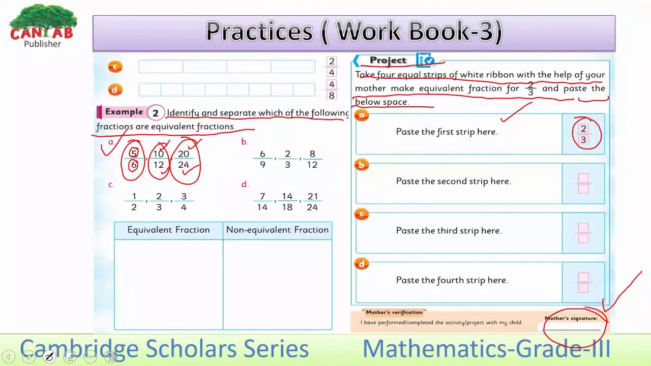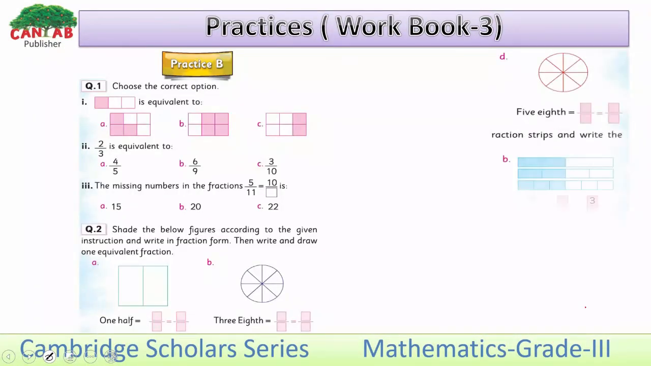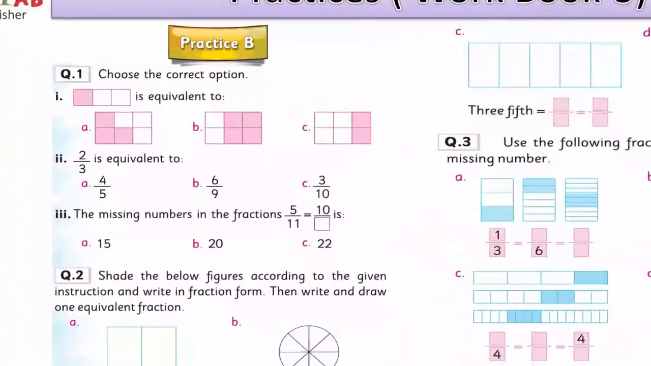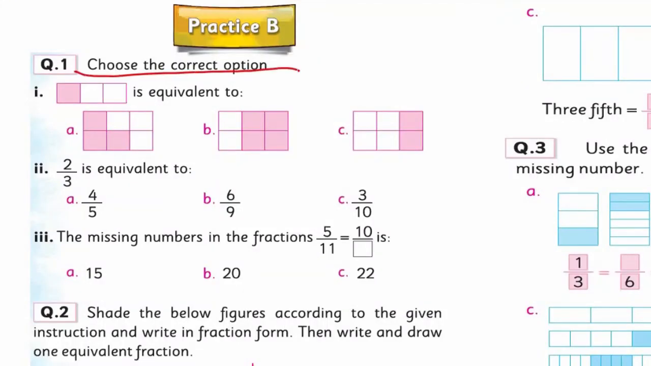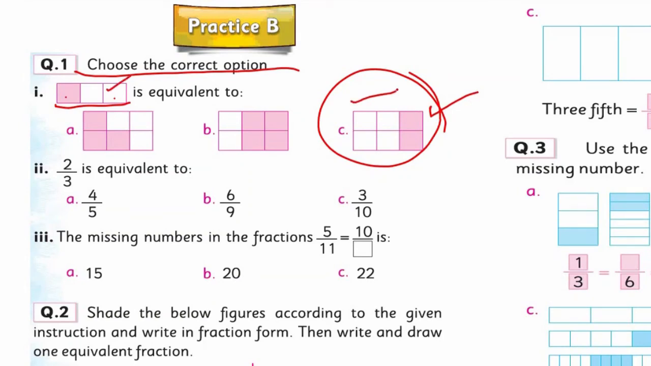Students, now come to practice B. Question number 1. Choose the correct option. There are 3 options in each part of this question and one is correct. So choose correct. What will be this? This is C part. Look here, 1 colored, 3 total. So 2 colored, 3, these are equal. So these fractions are equal with C. So similarly complete this one and this one also, third part.